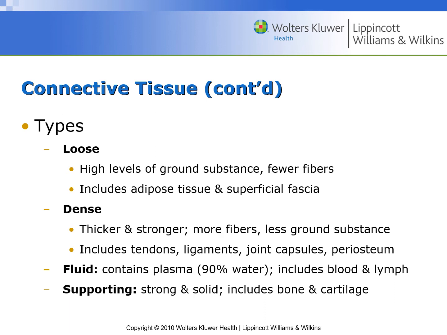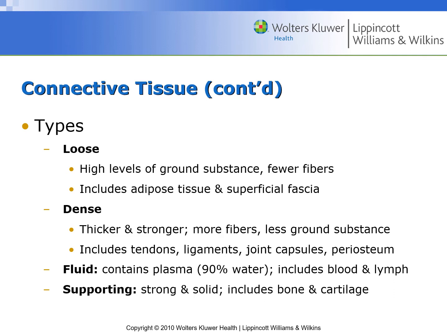Loose connective tissue has high levels of ground substance and fewer fibers. It includes adipose tissue, fat tissue, and the superficial fascia, which is a layer of loose connective tissue just below the skin. Dense connective tissue is thicker and stronger. It has more fibers and less ground substance. This includes tendons, ligaments, joint capsules, and periosteum.